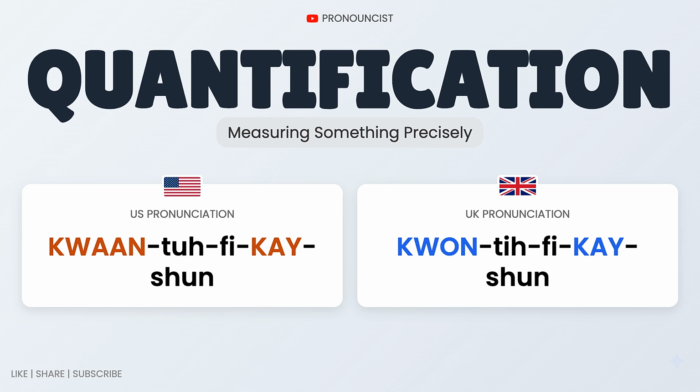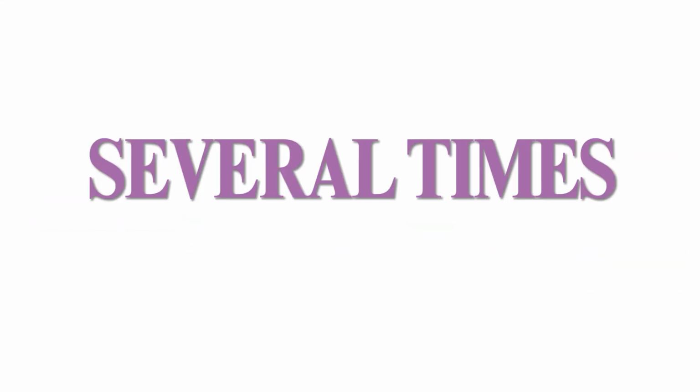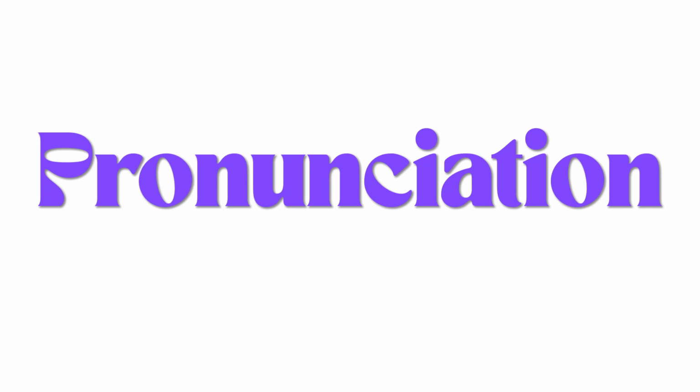Quantification. Practice repeatedly and you'll soon be able to say this word perfectly. The best way to practice is to repeat the syllable multiple times. The meaning of the word is measuring something precisely. Try repeating this word several times to improve your pronunciation.